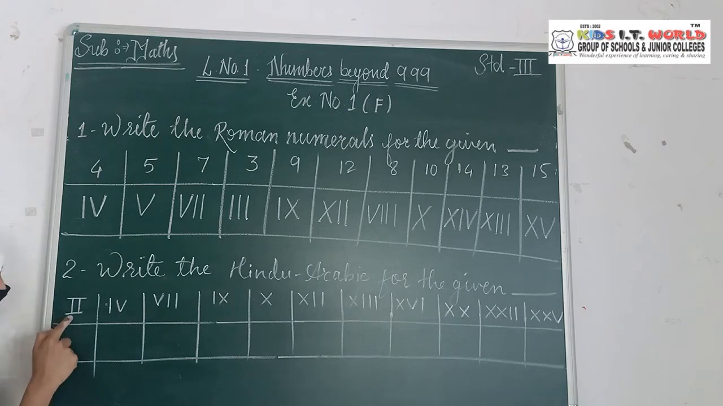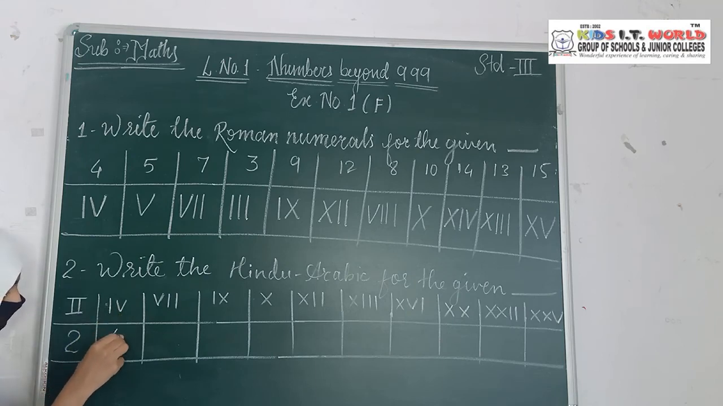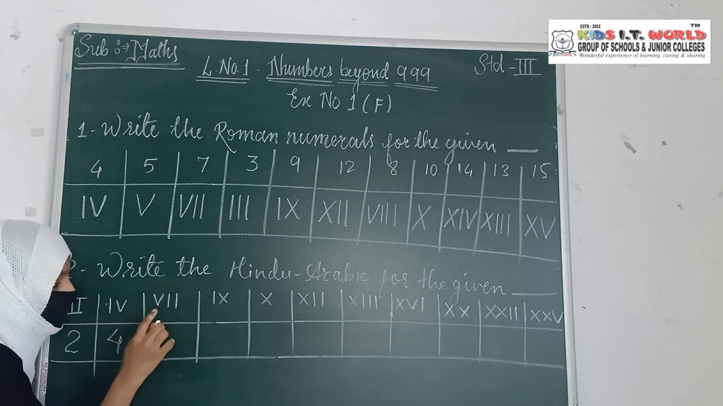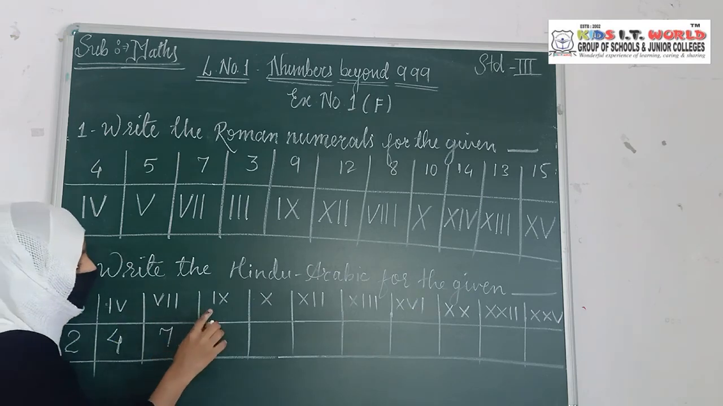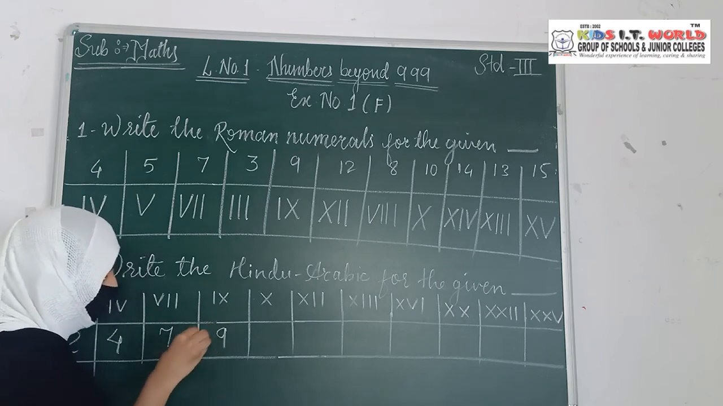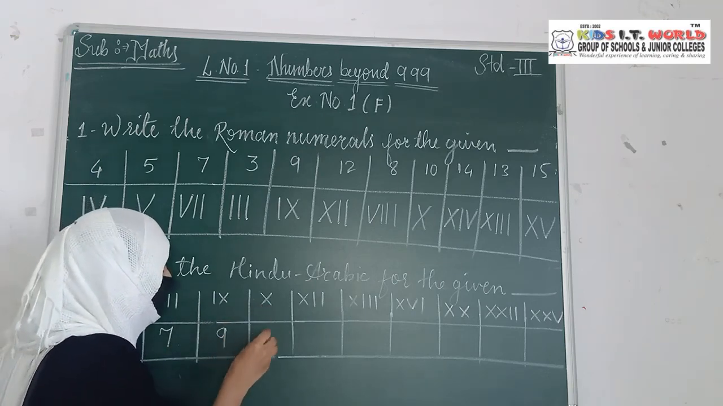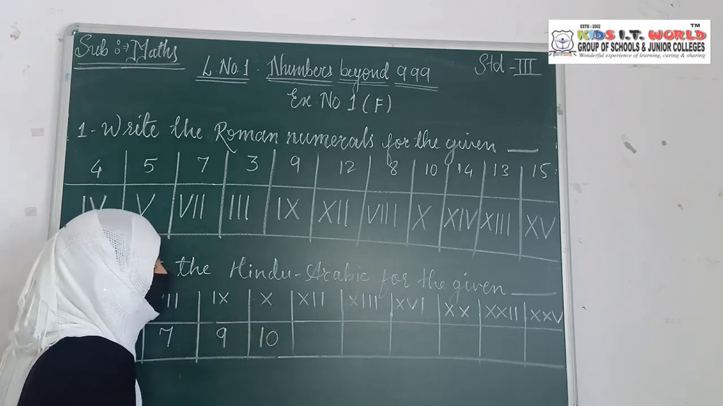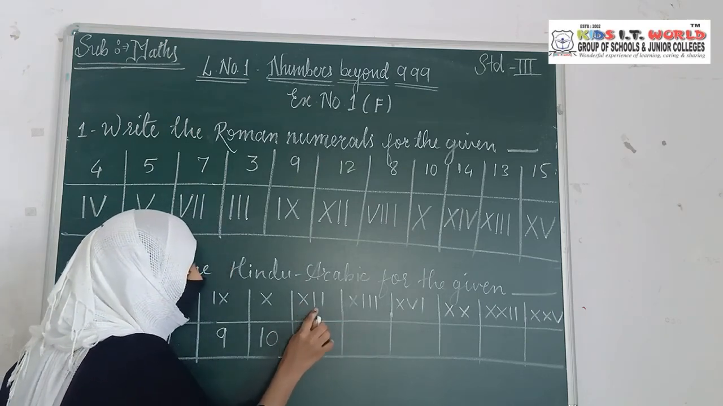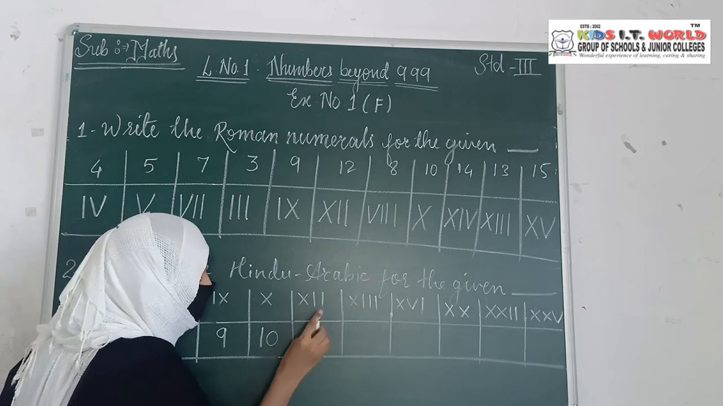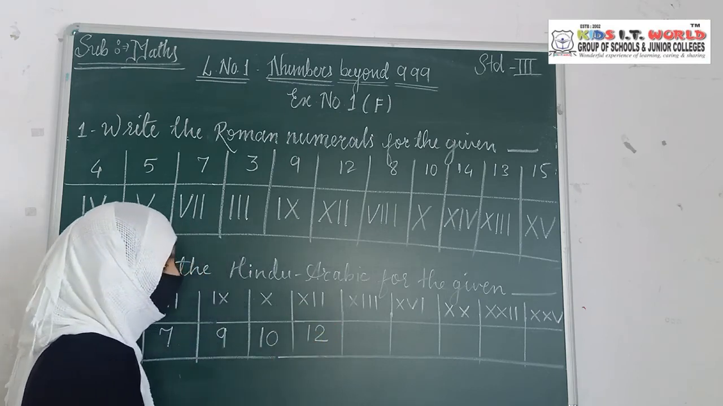So how many lines are there? 1, 2. This is 2. What is this? I, V means 4. V, I means 5 plus 2. It is 7. I, X means 9. You know X stands for the tens. X, I, I: X for the 10 and 1 plus 1 is 2. So 10 plus 2 is 12.